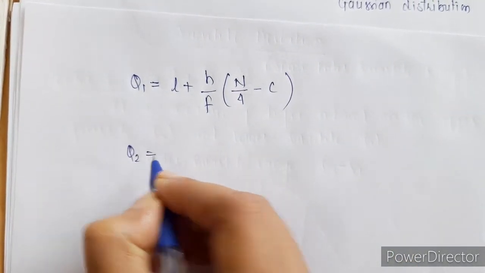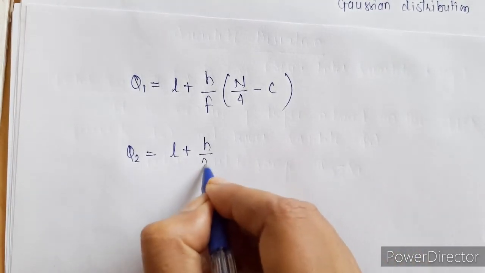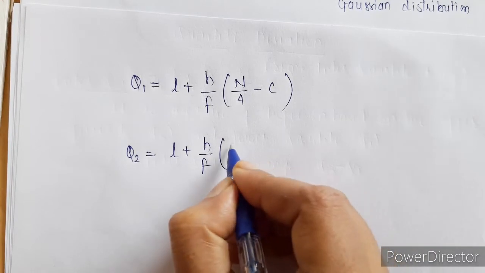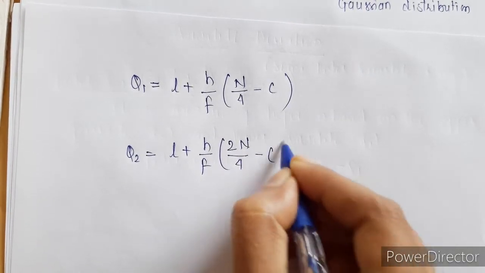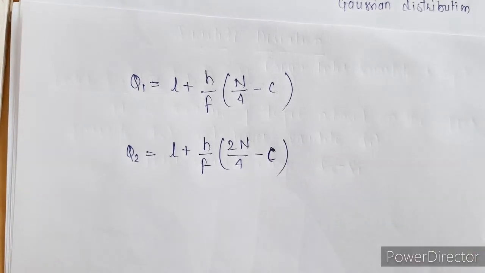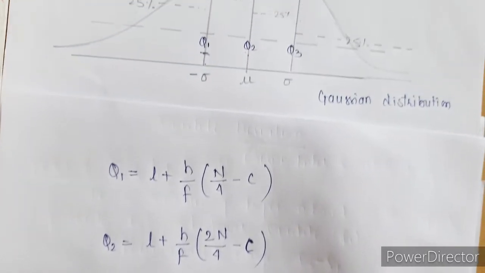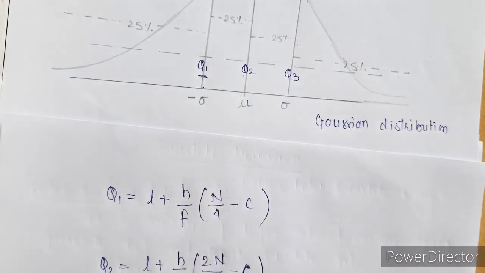Next, Q2. This is going to be L plus H upon F, and we can write this as 2 times n upon 4 minus cumulative frequency, and 2 times n upon 4 is nothing but n upon 2. So what we are getting is nothing but median. So this is your middle part, half of the data.